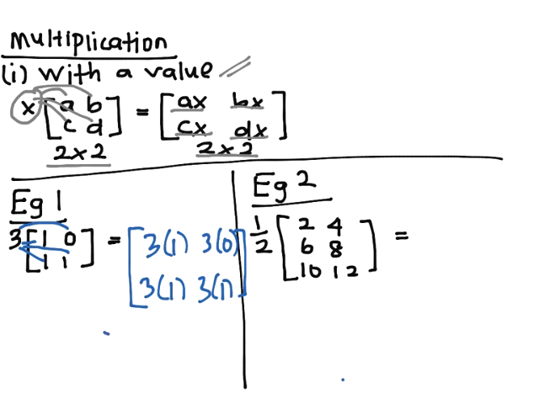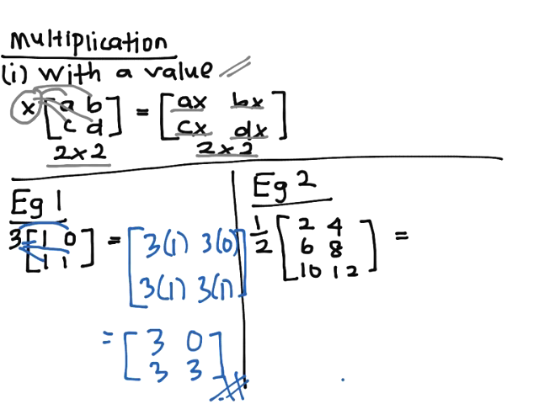So we simplify the answer. We will come up with 3 multiplied by 1 is 3, 3 multiplied by 0 is 0, 3 multiplied by 1 is 3, 3 multiplied by 1 is 3. So that is our final answer for 3 multiplied with the matrix 1, 0, 1, 1.